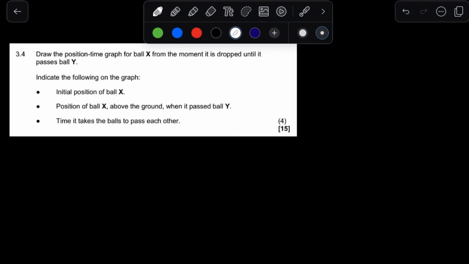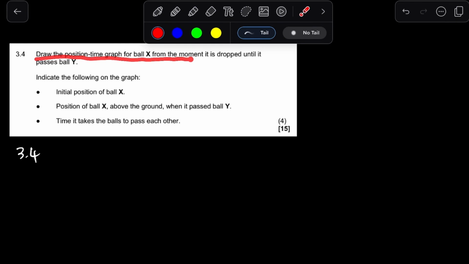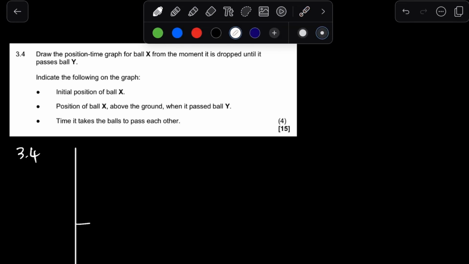Now the last part of the question, which is 3.4. It says draw a position time graph for ball X from the moment it's dropped until it passes point B, ball Y. Indicate the following on the graph: the initial position and the position of ball X above the ground when it passes ball Y, and the time the balls pass each other. Okay guys, here's the graph.